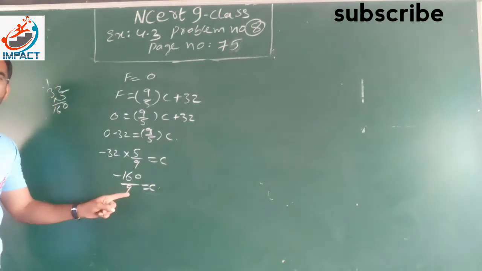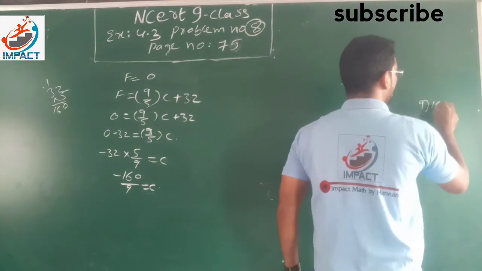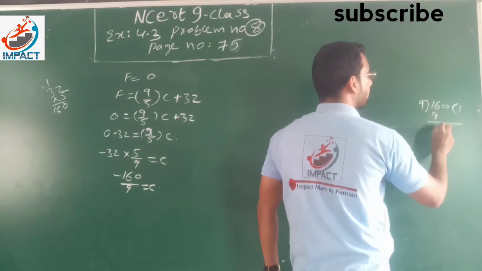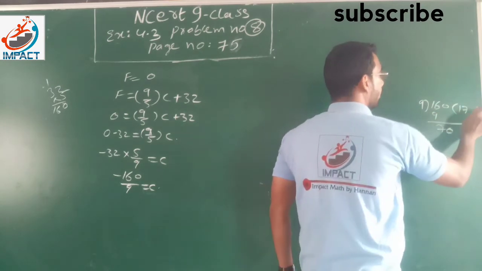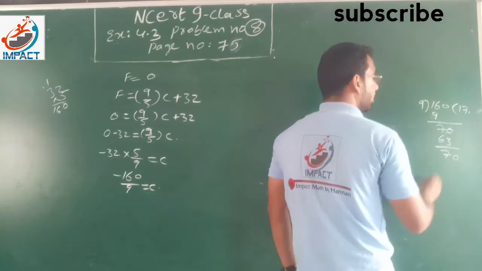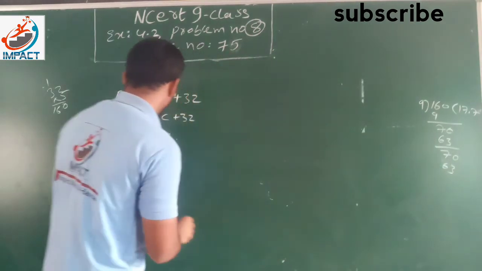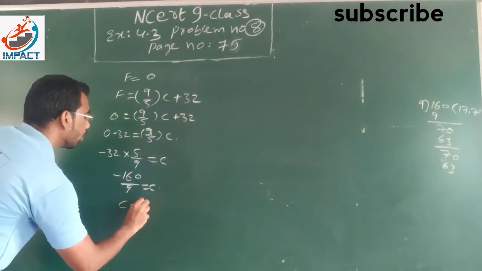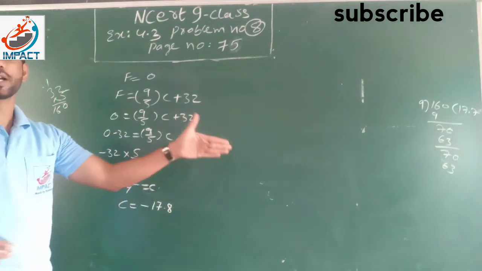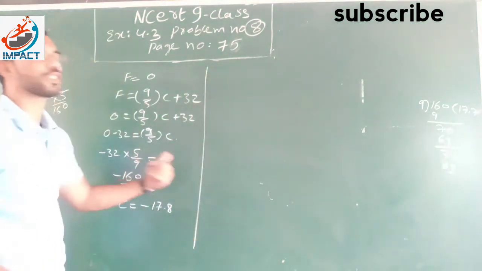C is how much? Minus 160 by 9. Convert it, 160 by 9. 9 into 160: 9 1s are 9. What remains? 7 0. 9 7s are how much? 63. Remain 7 0, decimal point. 9 7s are 63, again it is going on. So we will take the approximate. C is equal to minus 17.8 because it is getting repeated again and again. So we will take 17.8. After that we will put Celsius 0 and check.